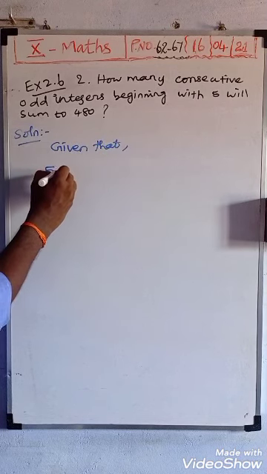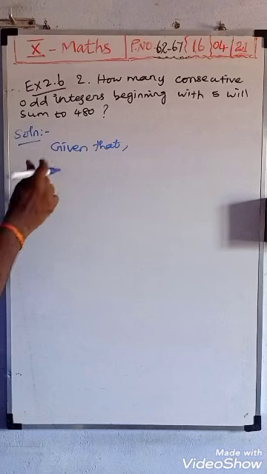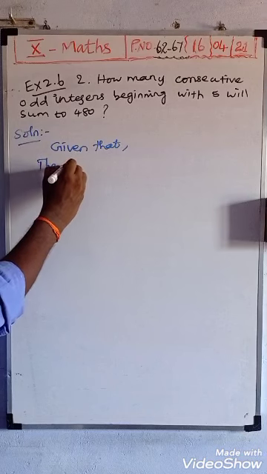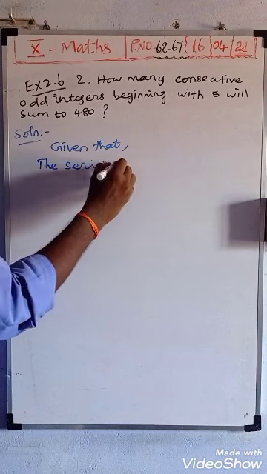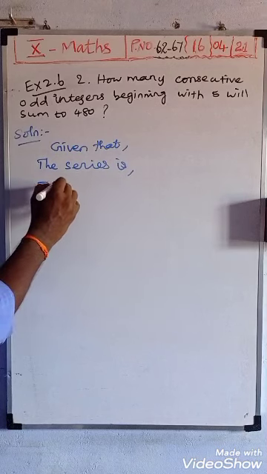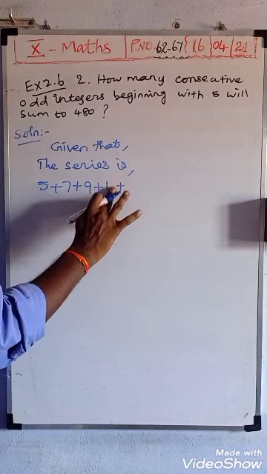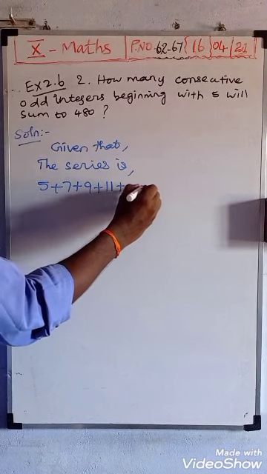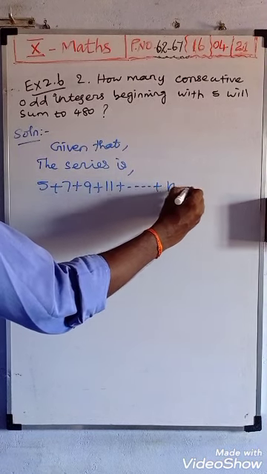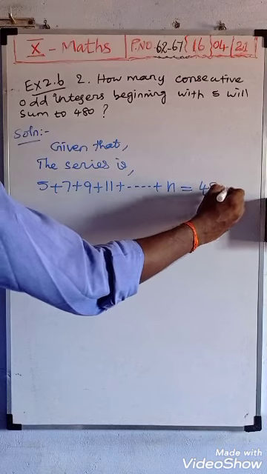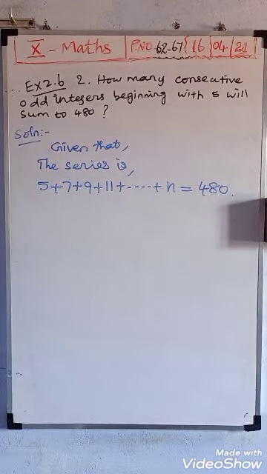The sum of the series is 5 plus 7 plus 9 plus 11 plus and so on, up to n terms should be added, and we will receive the answer 480. Okay, now see here, you check it.